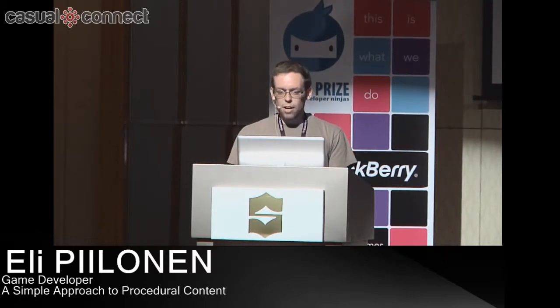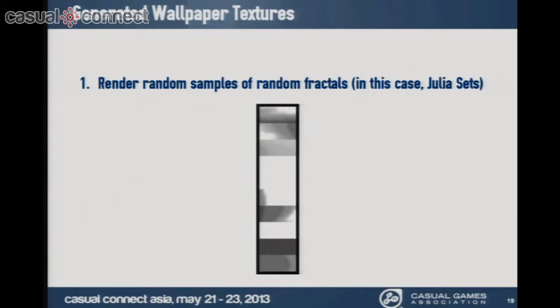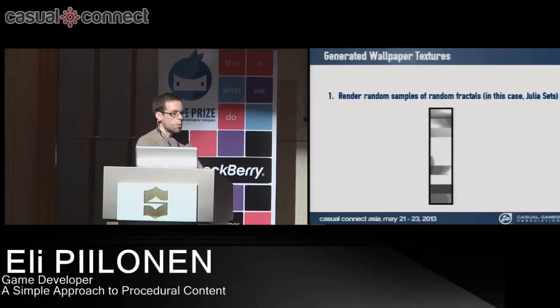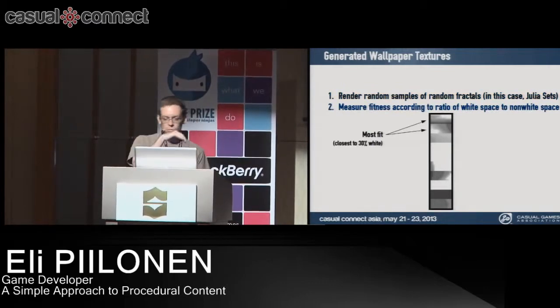So we're going to begin by rendering a bunch of random samples of random fractals, because that's going to give us some weird blobby shapes. And a lot of wallpapers are basically just blobby shapes that repeat a bunch. So we're going to do that, and then we're going to measure the fitness according to how much white space they have. And it turns out that the ones that are the most appropriate are the ones that have 30%-ish white space. So like these guys here.